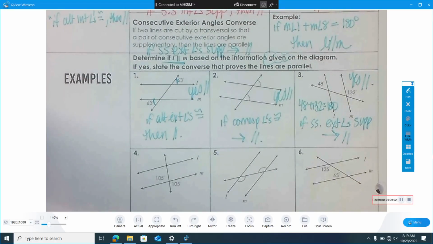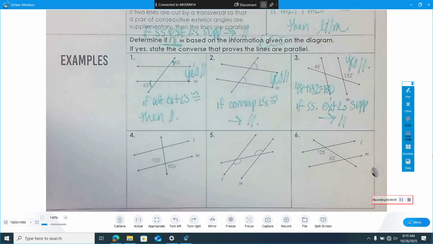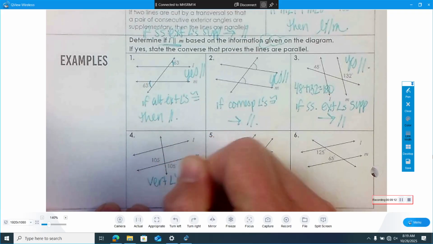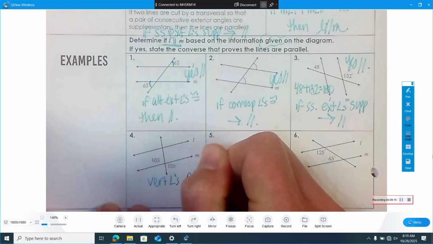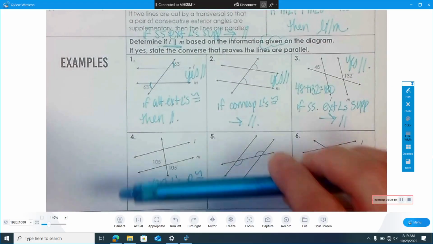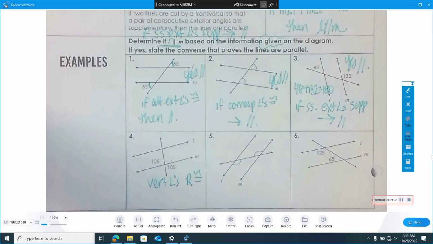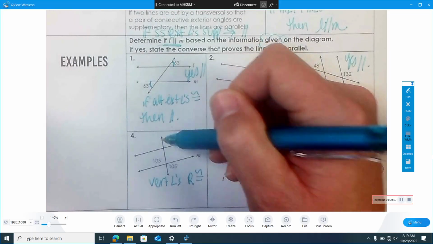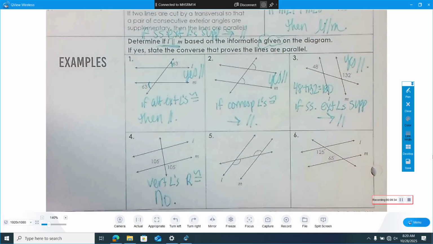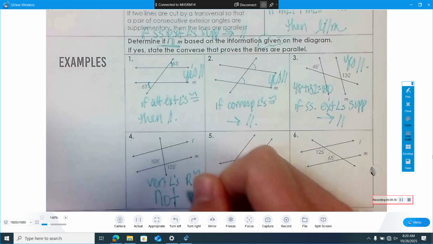Look at number 4. What do we have there? These are vertical angles. Vertical angles are congruent. Does it give us parallel lines? No, it doesn't. They don't even touch this line L, right? There's no interaction there. Maybe the side of this angle crosses line L, but it's not part of line L. And so this does not give us parallel lines. I'm going to write not parallel.